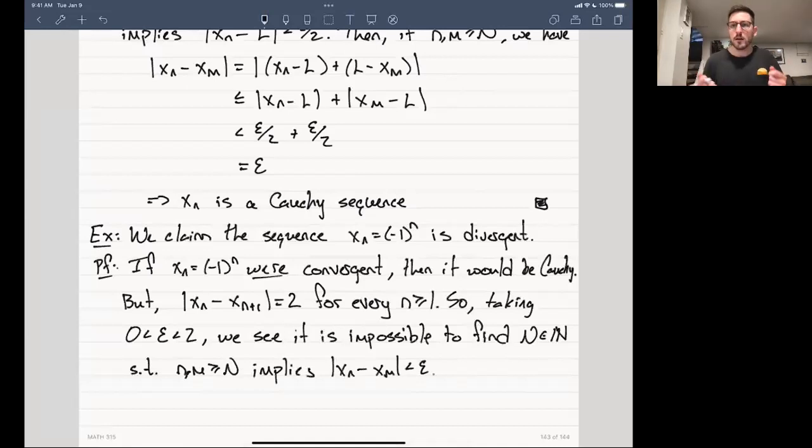Right? So again, this is a much easier way of showing that this sequence is divergent by just showing that it's not Cauchy. And that just comes from the fact that the difference between successive terms in the sequence is always 2. So you can never look far enough in the sequence and find that everything is within epsilon of each other, because every second term is a distance of 2 away from the previous one. Okay.